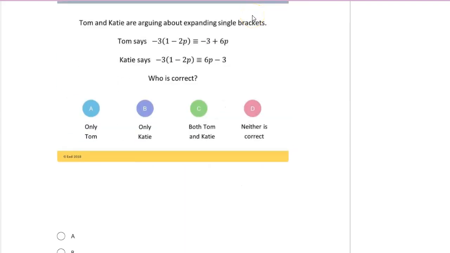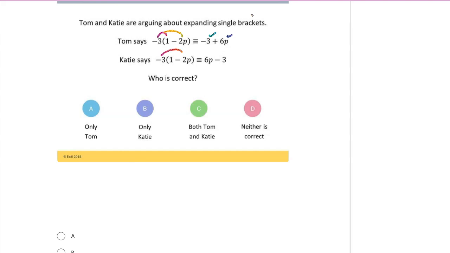Tom and Katie are arguing about expanding these single brackets. Tom says negative 3 times 1 minus 2p is going to get negative 3, and negative 3 by negative 2p, so negative times negative should be positive 6p. Looks like Tom's done something sensible here. Katie says it should be 6p minus 3. Well, if we think about that, they're really the same expression.